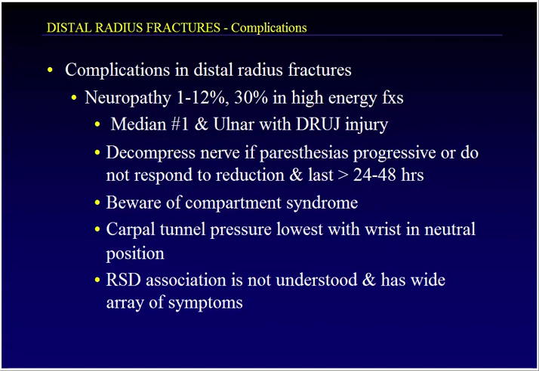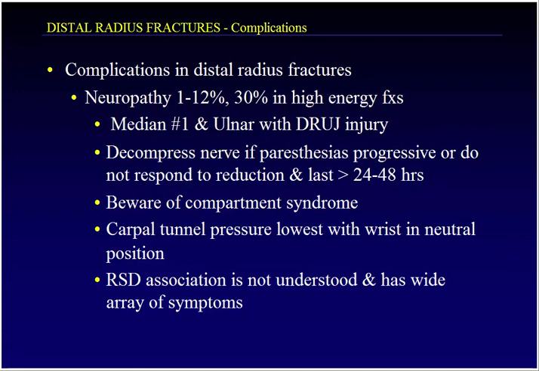If you have a nerve injury, you basically need to decompress the median nerve, do a carpal tunnel release, if the patient has progressive paresthesias or the abnormal neurologic exam does not respond to your closed reduction. If you do a closed reduction, minimize the dorsal tilt or the apex volar angulation, and the patient has a persistent neurologic deficit, that would be an indication for acute carpal tunnel release.